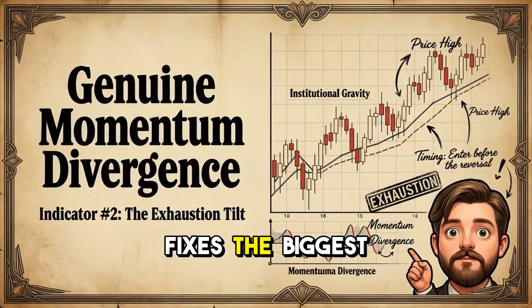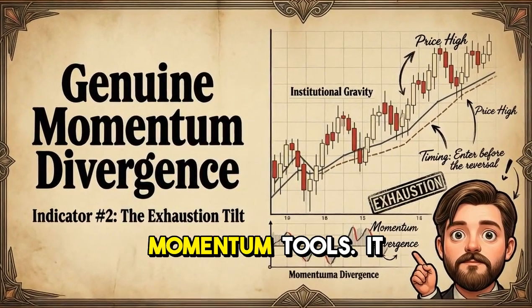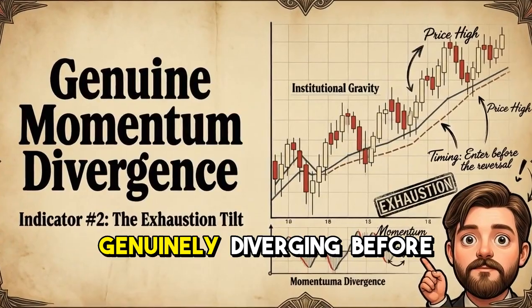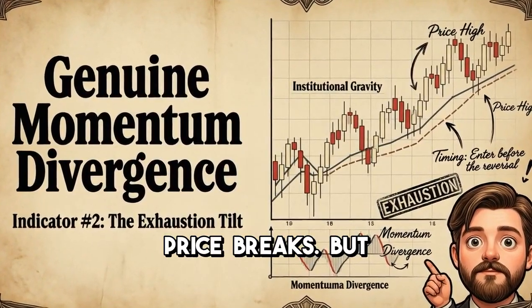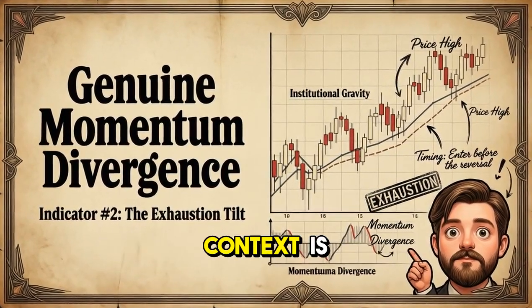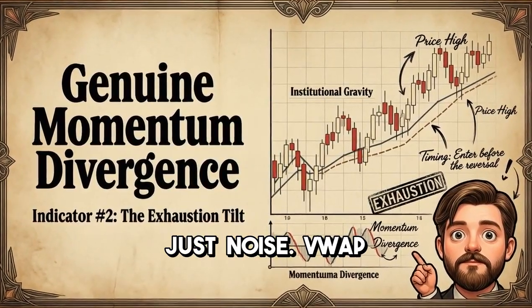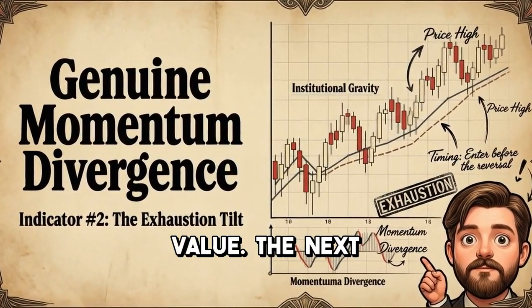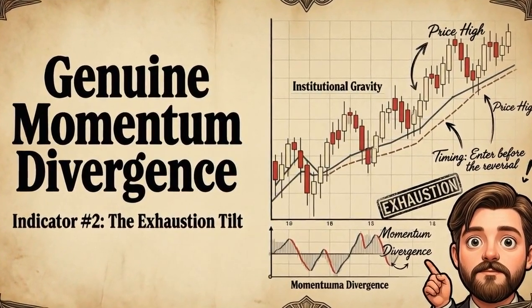Indicator 2 fixes the biggest weakness of traditional momentum tools. It shows you when momentum is genuinely diverging before price breaks. But momentum without volume context is just noise. VWAP gave you the map of institutional value. The next tool gives you the timing.